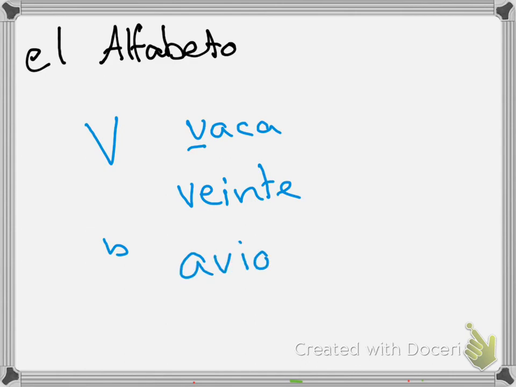Inside of a word, an example would be avión, which means plane. So you'll notice the B is very, very light, avión.